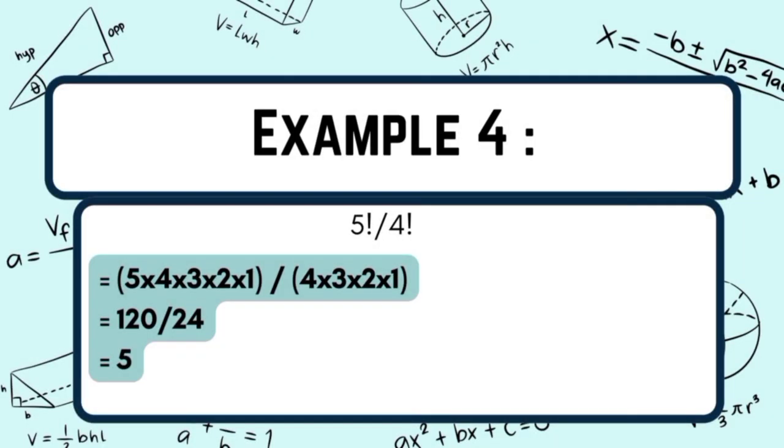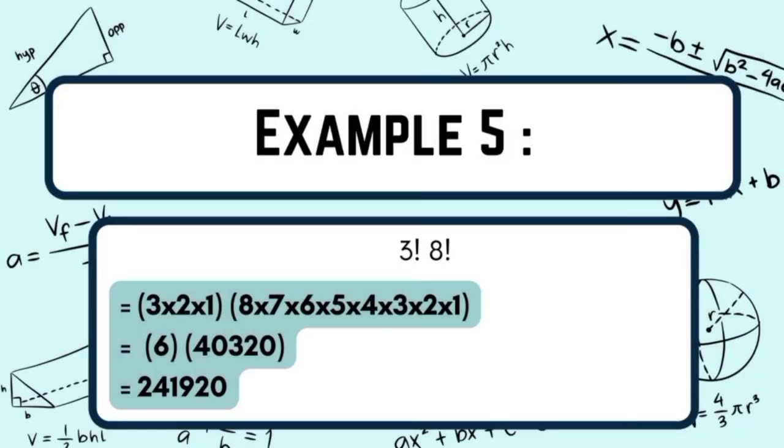So here's example number 4. 5 factorial divided by 4 factorial. So 5 factorial is 5 times 4 times 3 times 2 times 1, divided by 4 factorial, which is 4 times 3 times 2 times 1. So 5 factorial is 120 while 4 factorial is 24. So 120 divided by 24 is equal to 5.